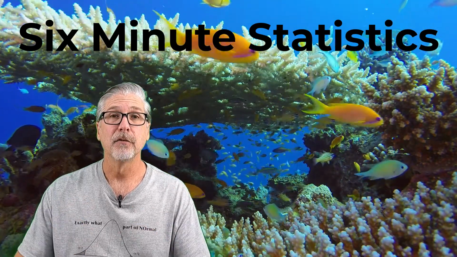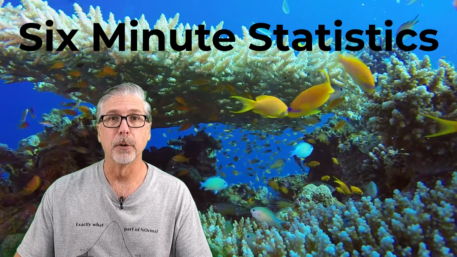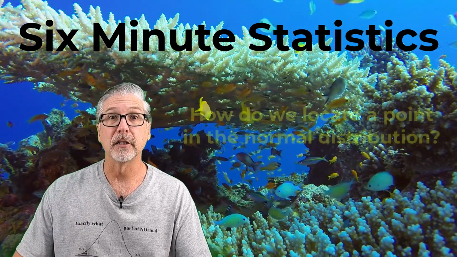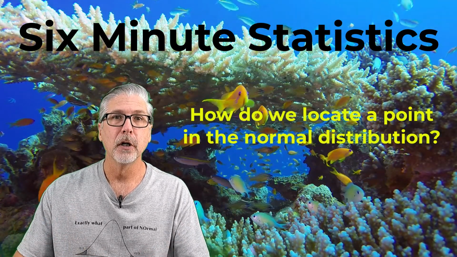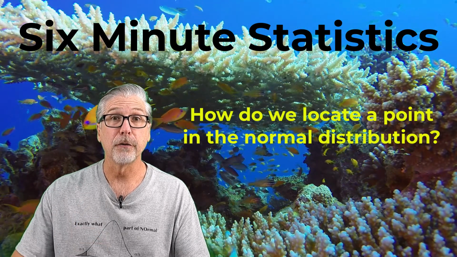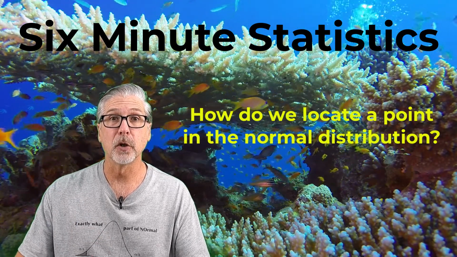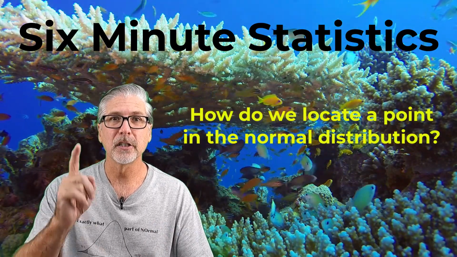In this video, I'm going to show you how to solve the final type of normal probability problem, the one where we locate the top 10% or the bottom 5% or any other percentile or probability that we're interested in. So if you're looking to figure out how to find a point in the distribution once you've been given a probability, you're in the right place. Give me 6 minutes and I'll get you there.